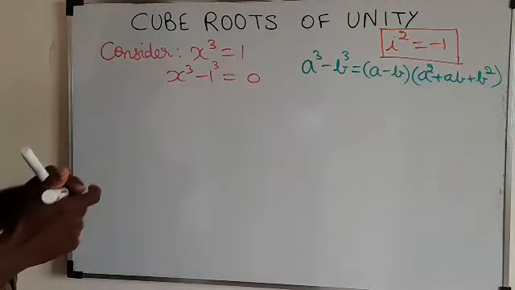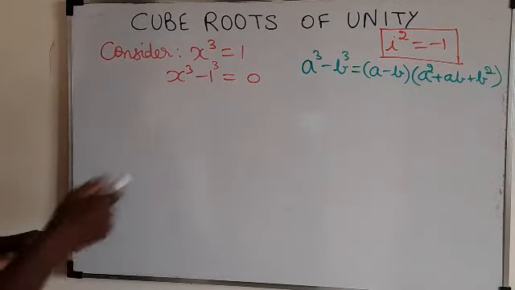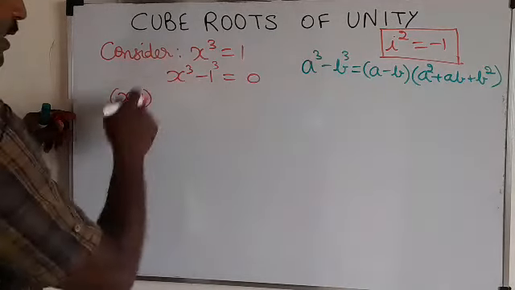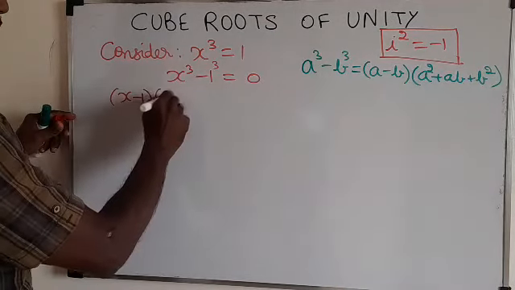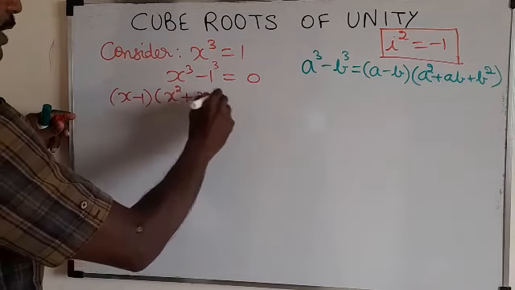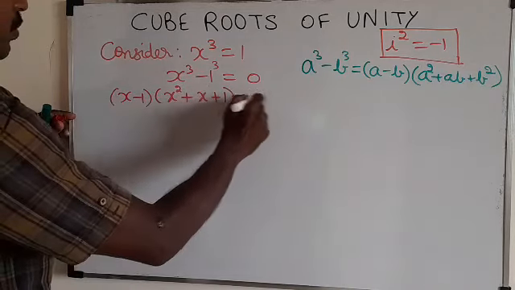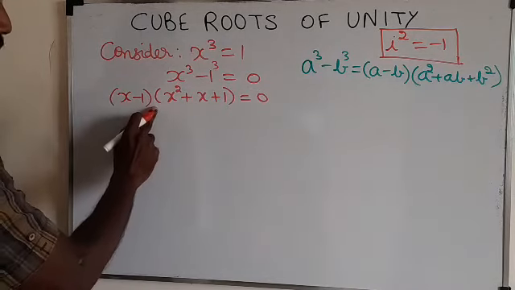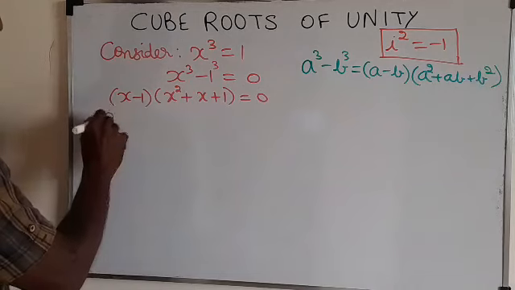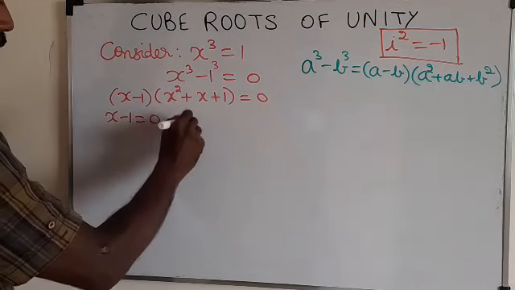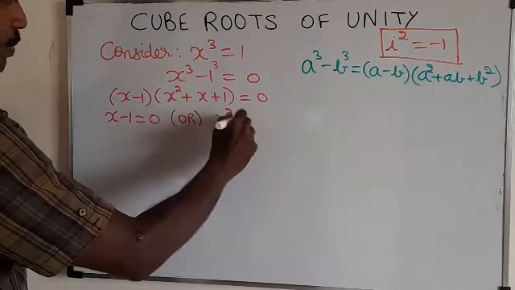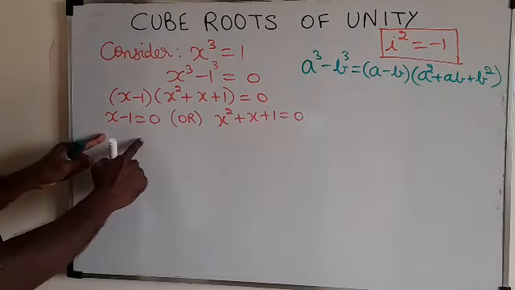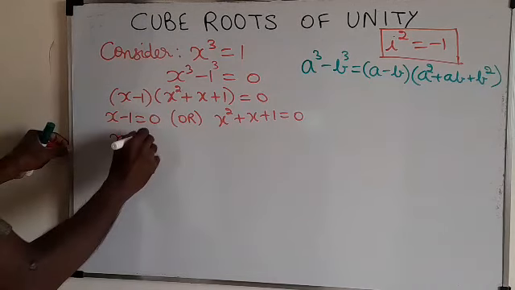Okay, so if we use this identity here, we get x minus 1 into x square plus x plus 1 square, which is 1, equals 0. So there are two factors, the product of them is 0. So we can understand that either x minus 1 is equal to 0 or x square plus x plus 1 is equal to 0. So if x minus 1 is equal to 0, then x must be equal to 1.